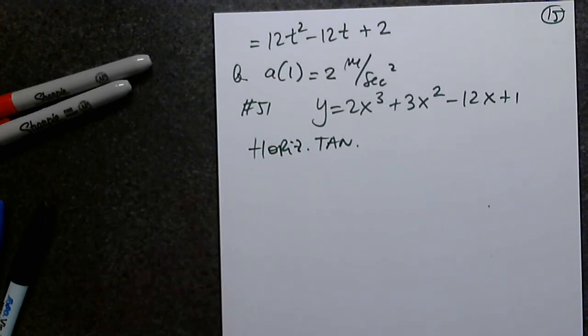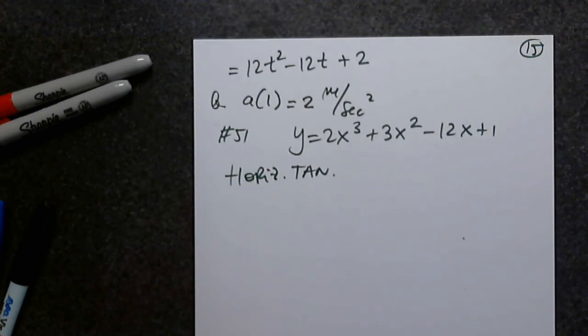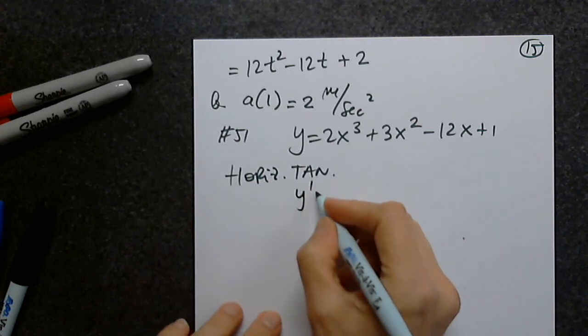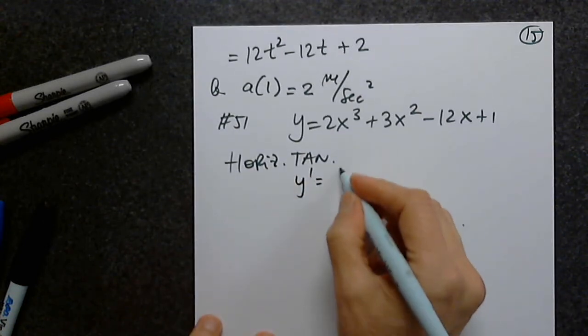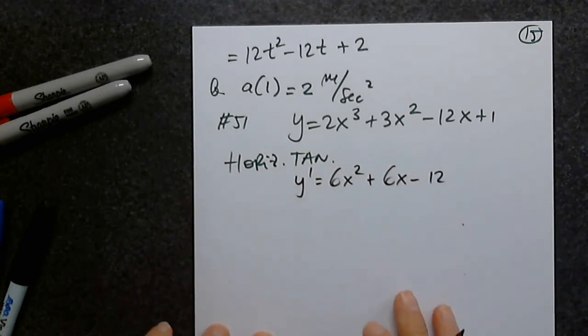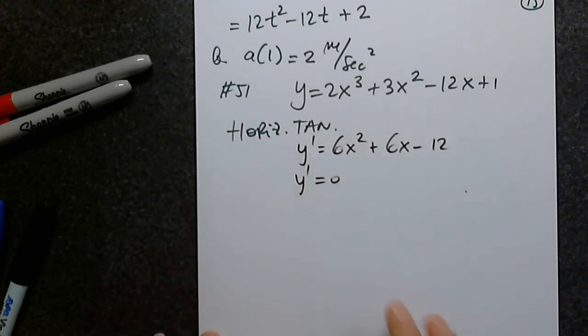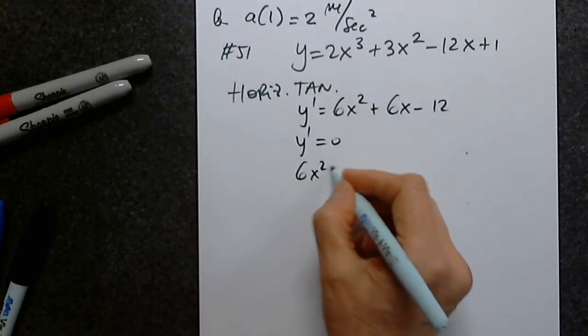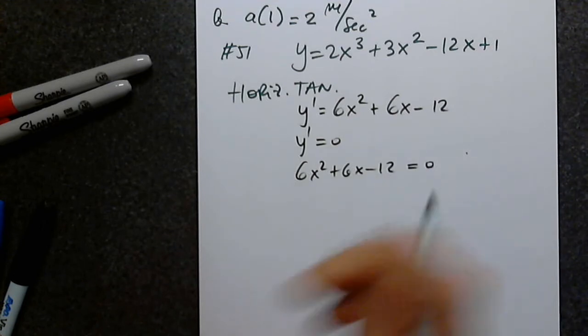So we are given a curve, and we're asked to find the points where this graph has a horizontal tangent. What does a horizontal tangent mean? The derivative must be 0. Good. So let's find the derivative first. Then y prime equals 0 means 6x squared plus 6x minus 12 equals 0.